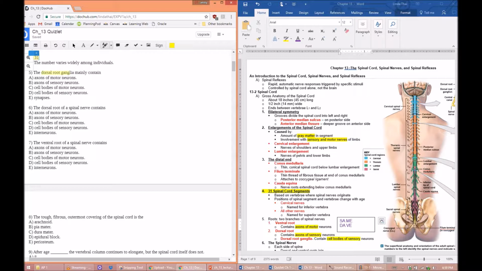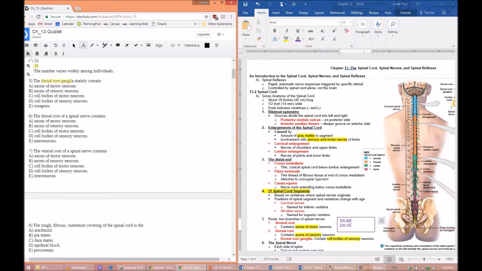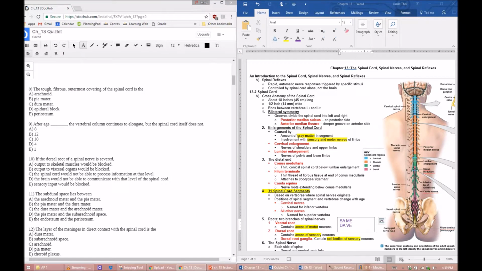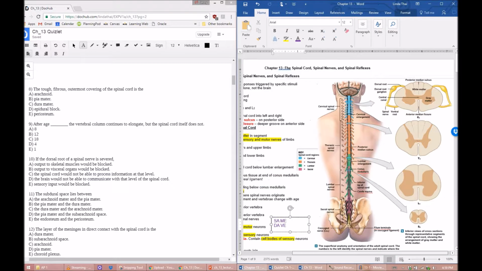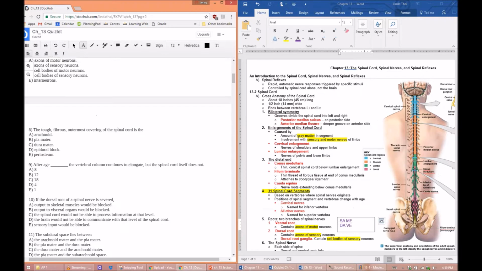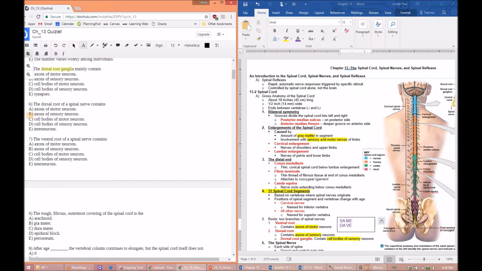The dorsal root ganglia mainly contains, the key word here is dorsal root ganglia. So ganglia is a bundle of nerves. We're going to remember SAME DAVE. So the sensory are afferent. Dorsal is also afferent, so it's going to be sensory neurons. And because it's a ganglia, which is a bundle of nerves, it's going to have that bulge right here. So that's going to carry the cell bodies of sensory neurons.